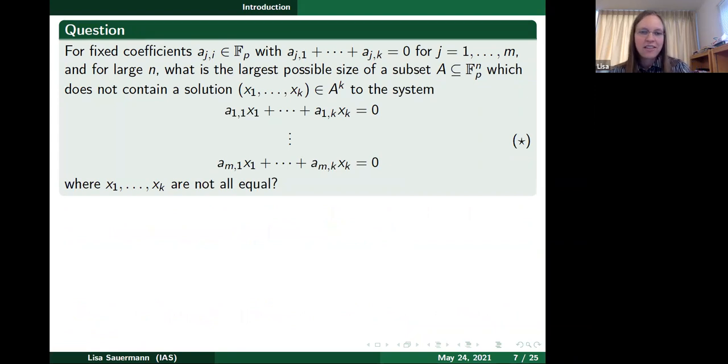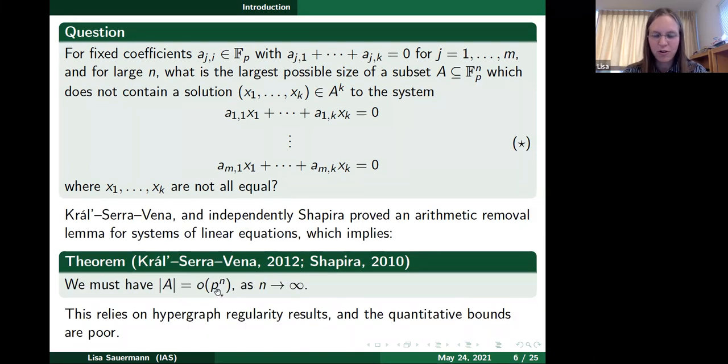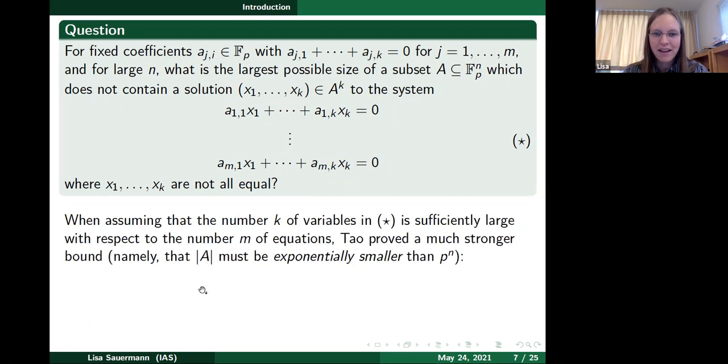Okay, so if not, then let me now mention that one can get much better bounds to this if one assumes that the number k of variables in the system is much larger than the number m of equations. So in other words, when assuming that k is sufficiently large with respect to m, then a result of Tao gives much stronger bounds. Namely, recall the previous bounds were just little o of p to the n with poor quantitative dependence, and the bounds that Tao's result gives are that the size of A is exponentially smaller than p to the n, so much, much, much stronger bounds.